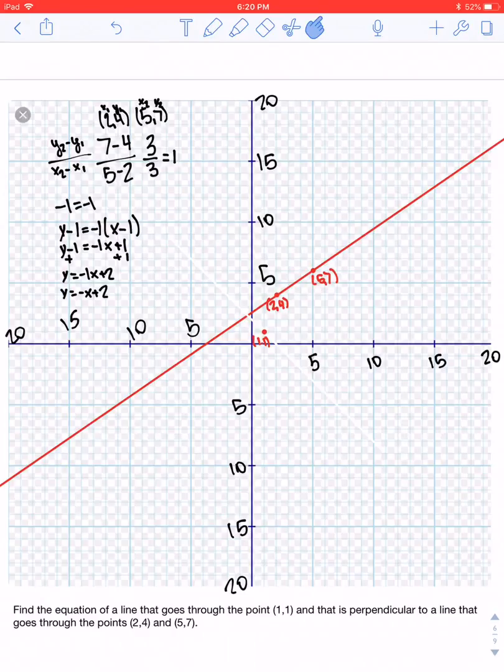So find the equation of a line that goes through the point 1, 1 and is perpendicular to a line that goes through the points 2, 4, and 5, 7. So since we have 2 points that are graphed, you can find the slope of the line by just doing rise over run, but I will show a new technique in this video that will be easier in the long run. So all it is, you plug the 2 points into the equation y2 minus y1 over x2 minus x1, that will give you the slope of the line.